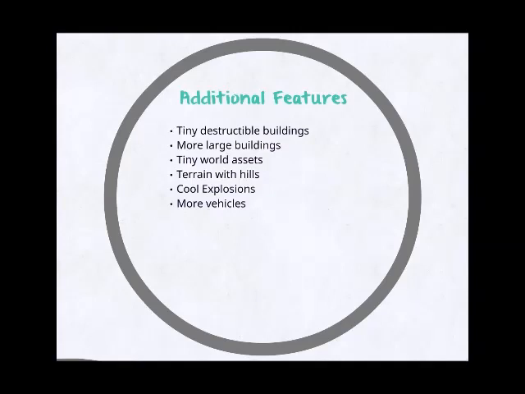These are ordered from most important to least important. I want there to be tiny destructible buildings, like little crates and things that will just destroy upon one impact. It adds nice details to the world. I want there to be a larger variety of large buildings. Up until now there's only one, and copy pasting is just, again, more content. Tiny world assets, those are going to be things like bridges or different road textures, so it creates a more vibrant world. I want there to be terrain with hills, some hills that are impassable.